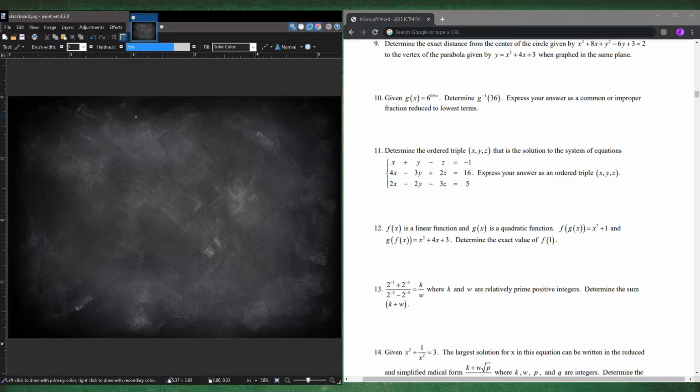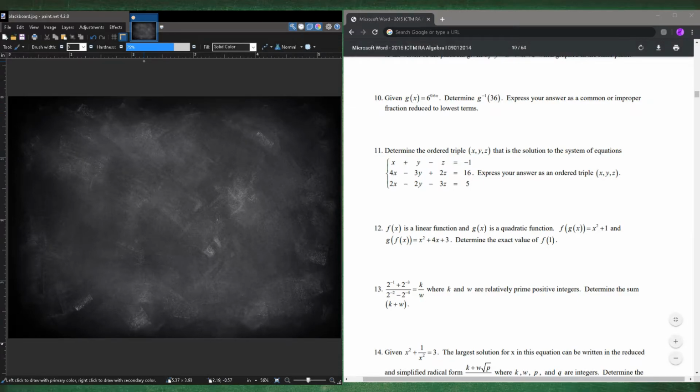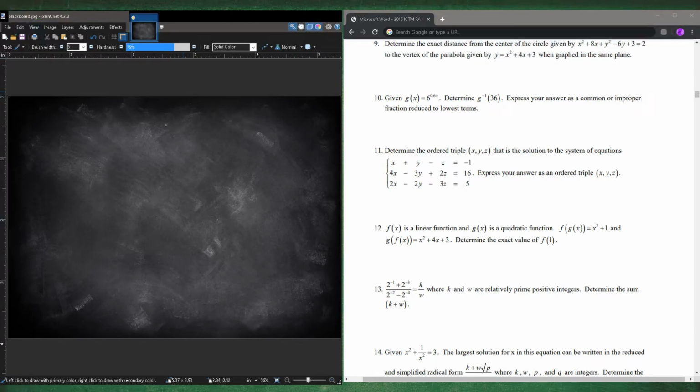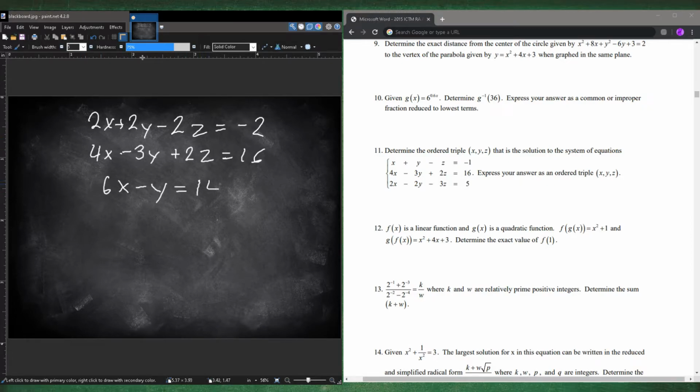basically what we could do is cancel out one variable and then work with the other two. So I see that the z right here is pretty nice because the coefficient is 1 and then there's a 2 and then 3. So we could just cancel each other out by scaling the first equation. To cancel out the first and the second, we just multiply the first one by 2. So 2x plus 2y minus 2z is equal to negative 2. For the second equation, we have 4x minus 3y plus 2z is equal to 16. So adding them together, that means 6x minus y is equal to 14.